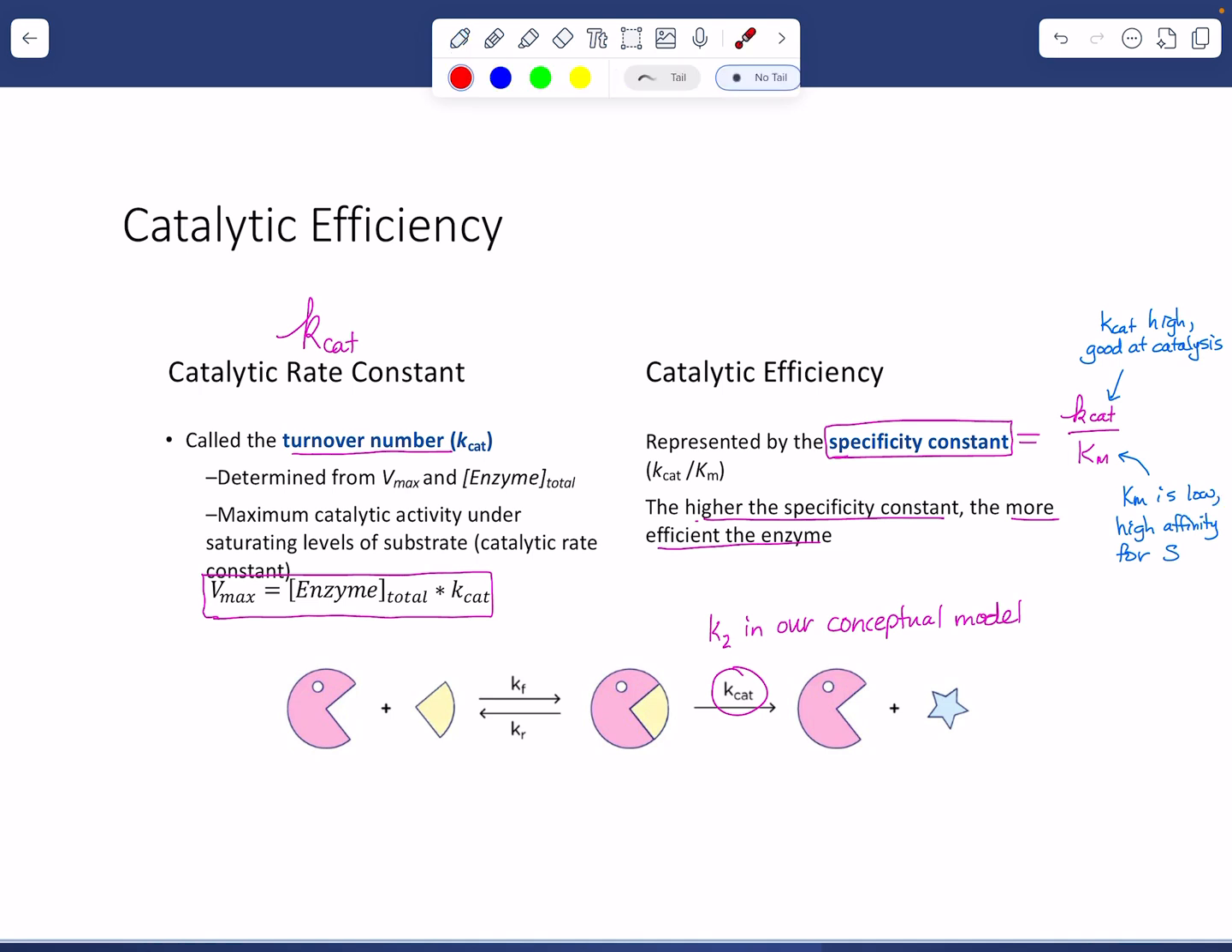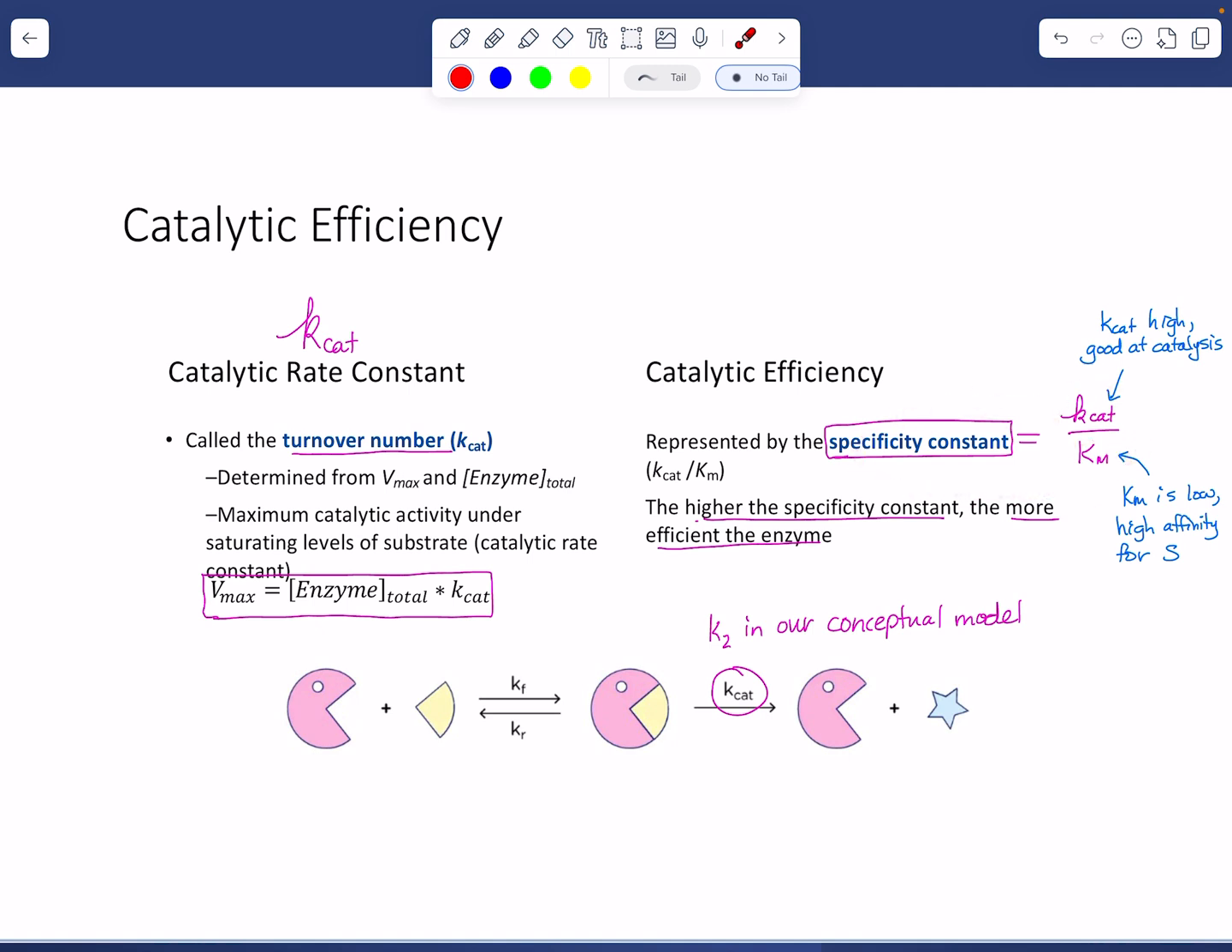So if we want a metric of how good an enzyme is, we want it to be really good at grabbing onto substrate and really good at doing the chemistry. So what we do is combine those two into a single number, so that when each of those things is optimized, our single number is as big as it can be. The bigger kcat is, the bigger this number will be. The smaller Km is, because we're dividing by it, the bigger this number will be.